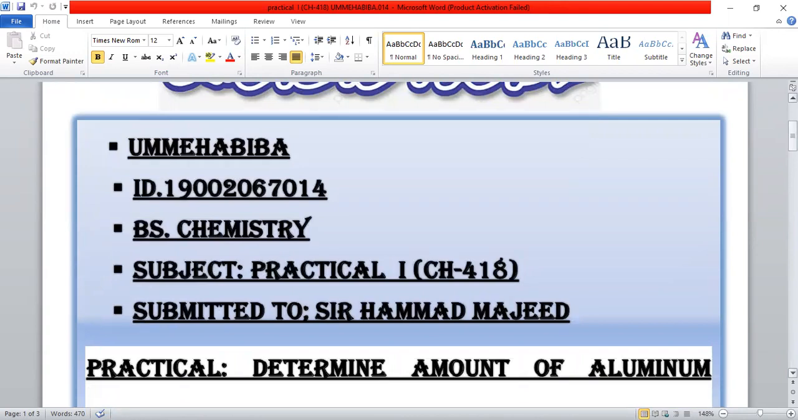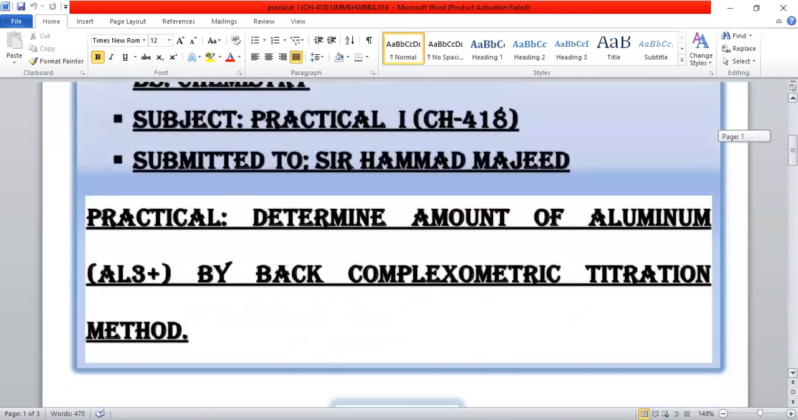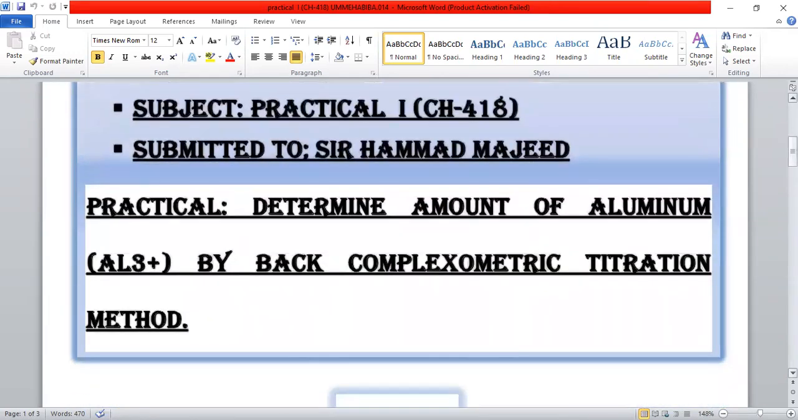My name is Sumaya Viva. I'm from the Chemistry Department. My ID is 014. And today I'm here to present a practical. The topic of my practical is to determine the amount of aluminium by back complexometric titration method.